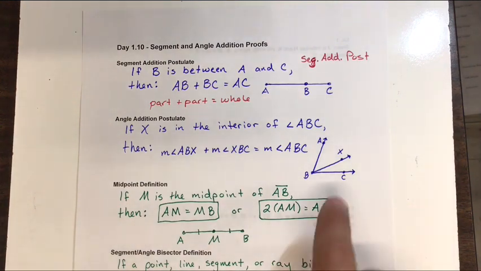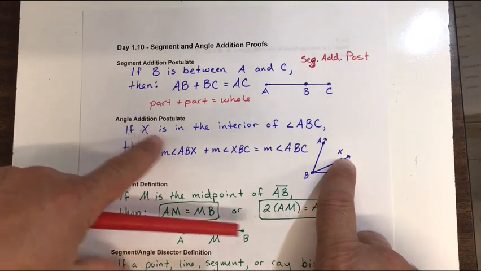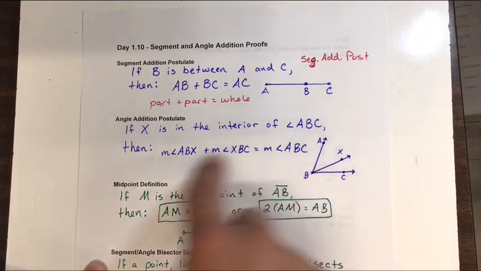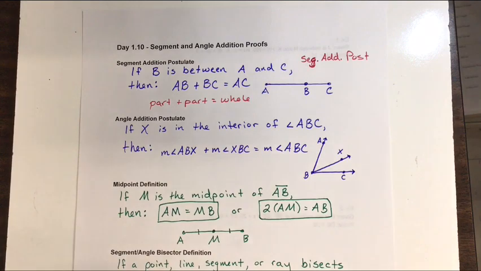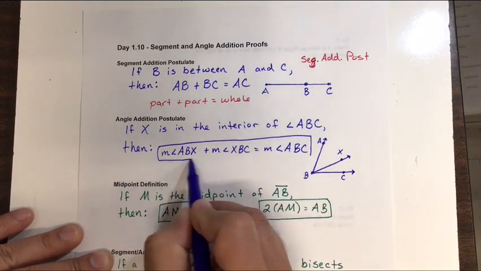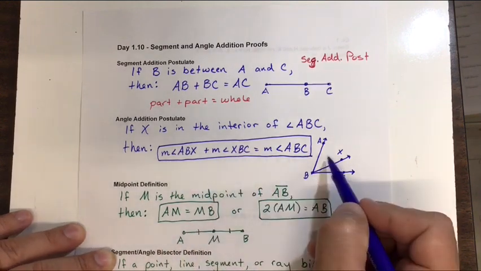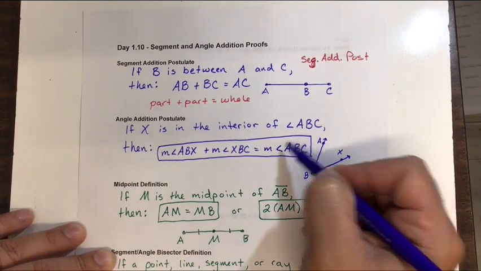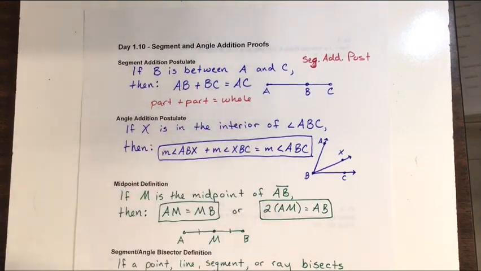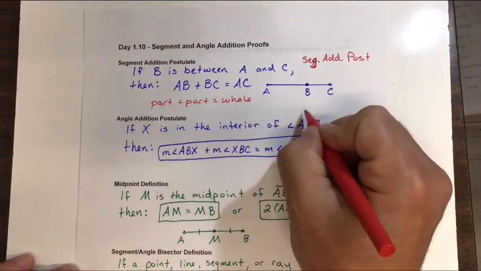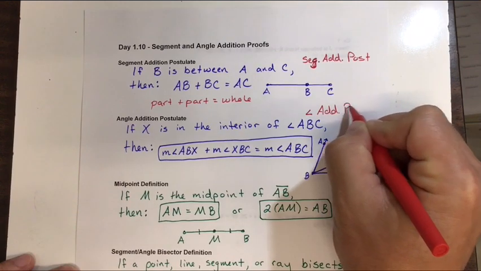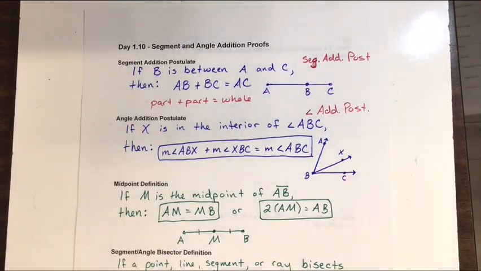If I've got an angle where there's a point X in the interior of angle ABC, and it splits it into two parts, then we have this concept that the measure of one angle, ABX, plus the measure of the other angle, XBC, has to equal the whole angle ABC. Again, it's part plus part equals whole for both of these. And we can abbreviate angle addition postulate as angle symbol addition postulate, just like that.